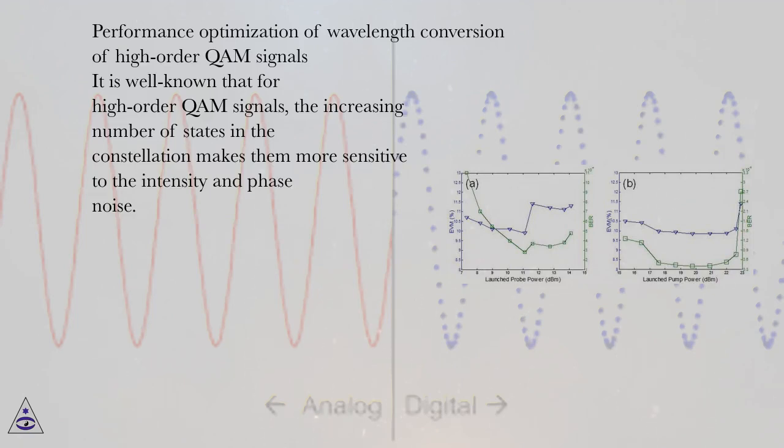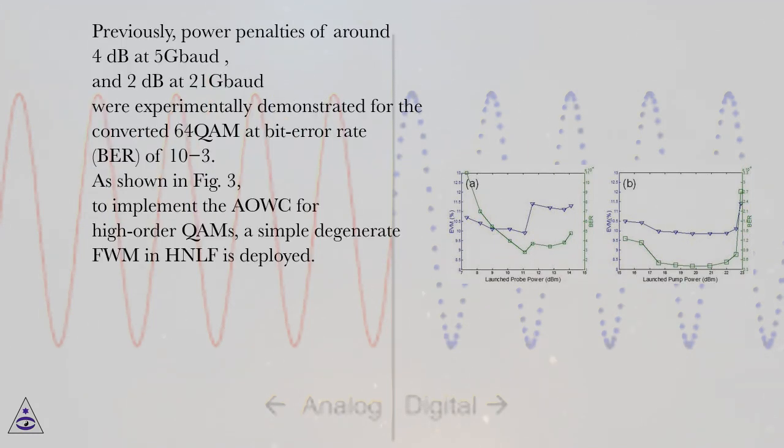Performance optimization of wavelength conversion of high-order QAM signals. It is well known that for high-order QAM signals, the increasing number of states in the constellation makes them more sensitive to the intensity and phase noise. Previously, power penalties of around 4 dB at 5 GBaud, and 2 dB at 21 GBaud were experimentally demonstrated for the converted 64 QAM at bit error rate, BER, of 10^-3.